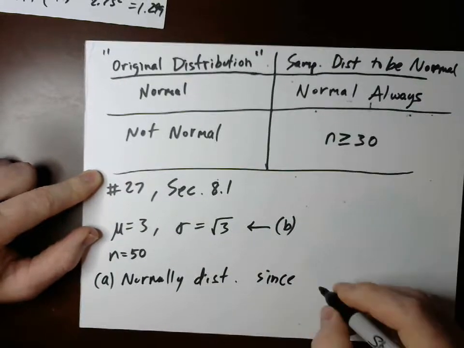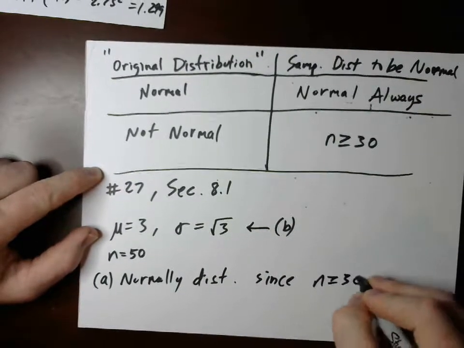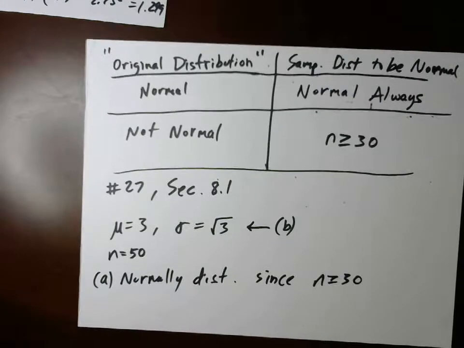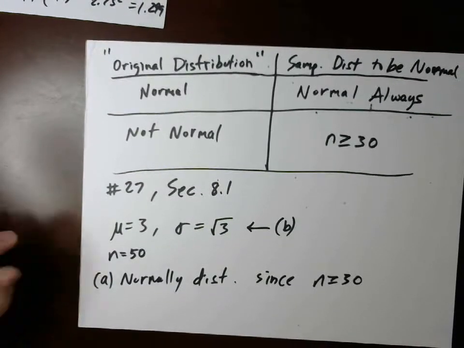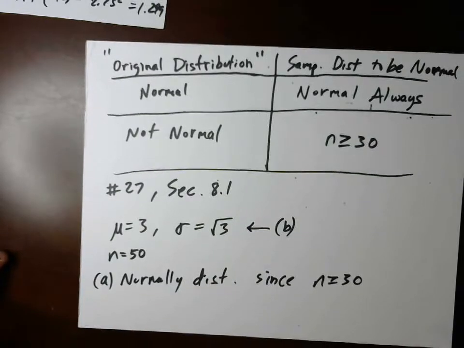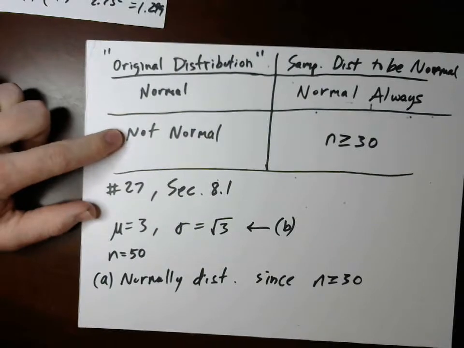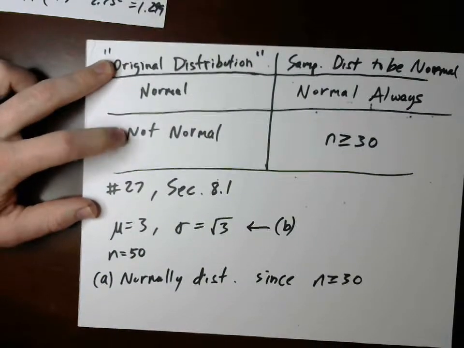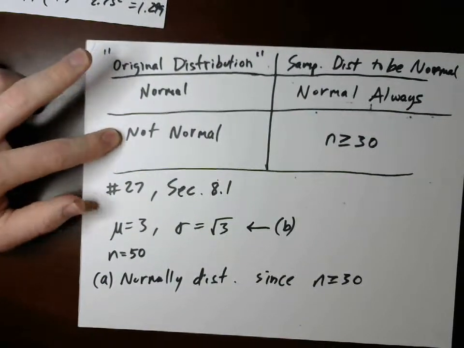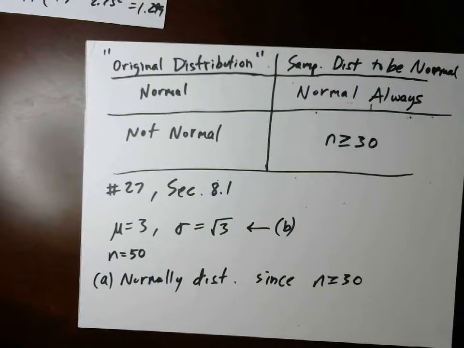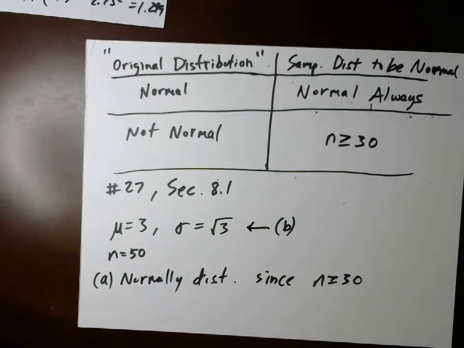Since n is greater than or equal to 30, and we took our sampling from a size n equals 50, it's large enough. So we know that the sampling distribution is normal, even though the original distribution is not normal. Okay? So that is the answer to part A, because n is greater than or equal to 30.